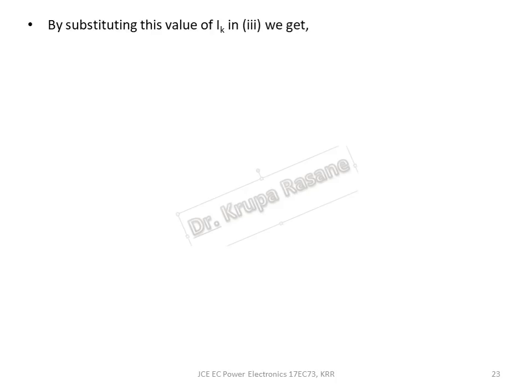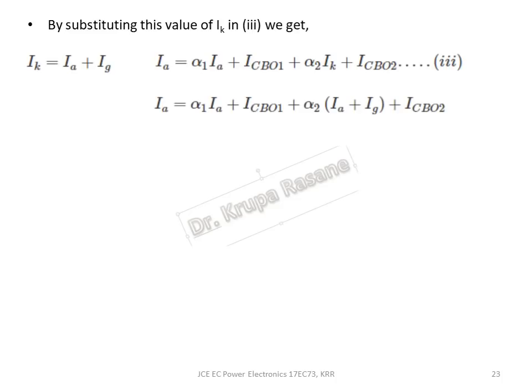So here we see by substituting this value of Ik in that equation we get. I am going to substitute Ik as Ia plus Ig, and I am going to get here Ia plus Ig in the same equation. Solving this equation, take Ia on the left hand side, I am going to get alpha 2 into Ig, plus ICB01 plus ICB02 divided by, this will be outside, 1 minus alpha 1 plus alpha 2.